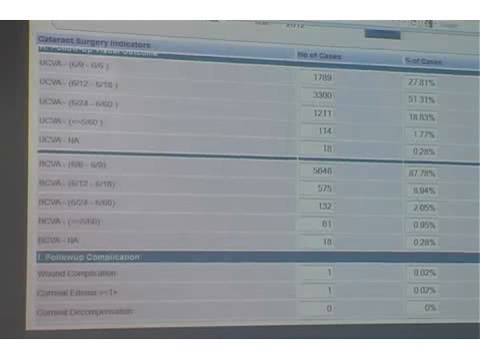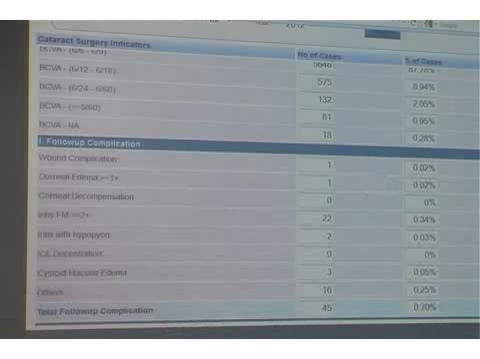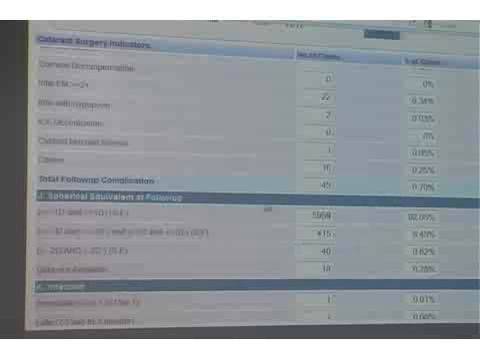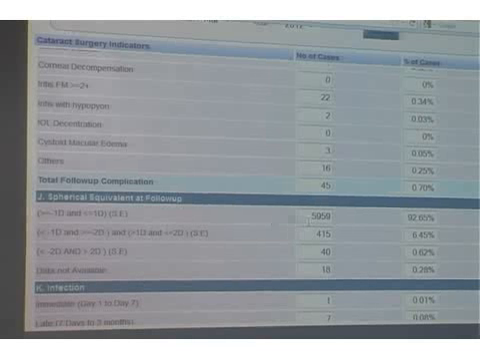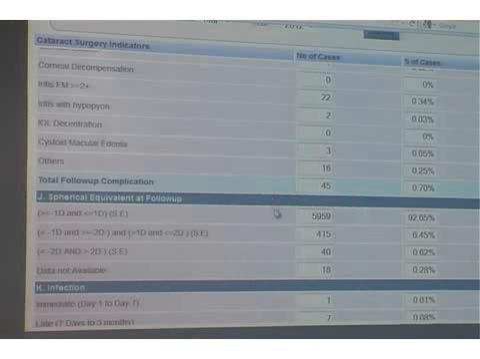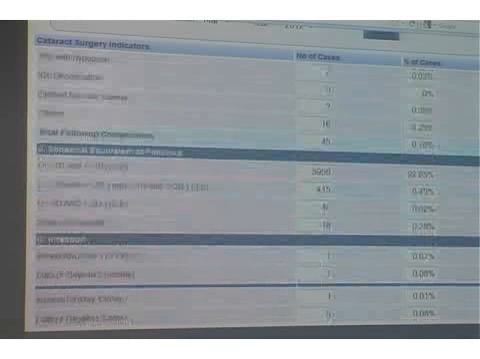So then we capture the follow-up complications. About 0.02% were a wound complication. Then this is the spherical equivalent to see the accuracy of your A scan. This is about 92%. We're within our benchmark. So this is what we also expect.